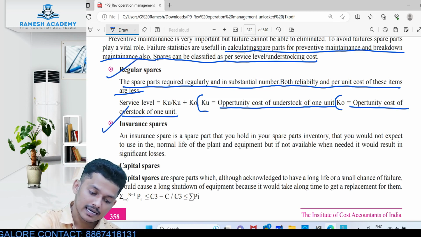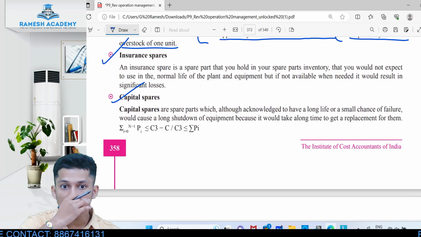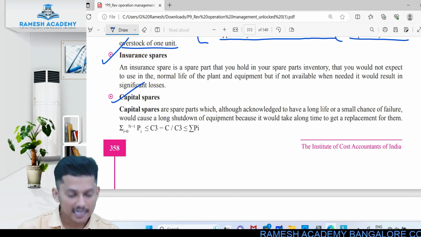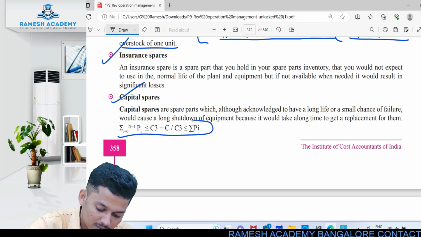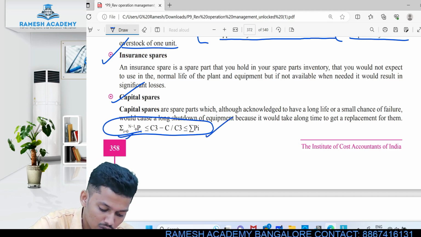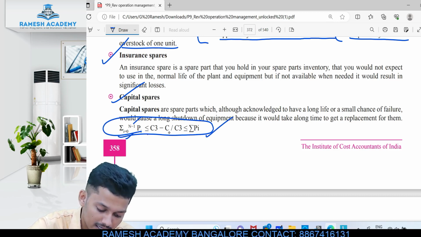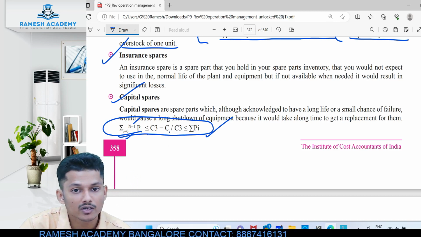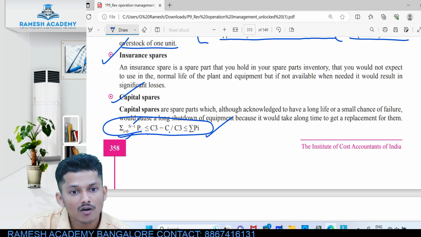Okay. Next, capital spares. Capital spares are spare parts which, although acknowledged to have a long life or a small chance of failure, would cause a long shutdown of equipment because it would take a long time to get a replacement for them. Okay, this is a condition. When the problem comes, you will understand this. Sigma, that is a summation where i equals 0 to n minus 1 of P(i) is less than or equal to (C3 minus C) divided by C3, that is for capital spares.